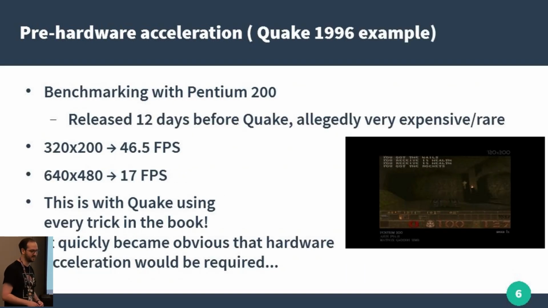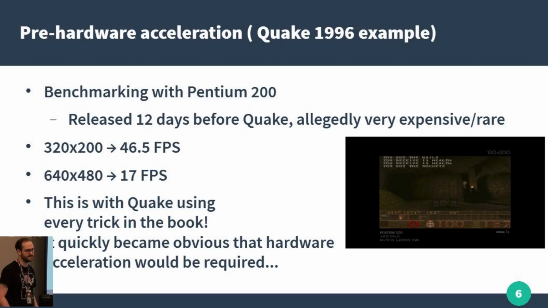So as an example of the way things were back then, this is a benchmark that I found that benchmarked Quake from 1996 with a CPU called the Pentium 200, which is not even what people would have really had at the time. It's a CPU that was released 12 days before Quake. It was very expensive. So this is a very favorable benchmark in terms of the PC being really souped up. So at 320 by 200 resolution, the game runs at 46 FPS. So can't even get to 60 with this super expensive CPU. And then as soon as you bump it up to an actually decent looking 4:3 resolution, like 480p, you're dropping all the way down to 17 FPS.